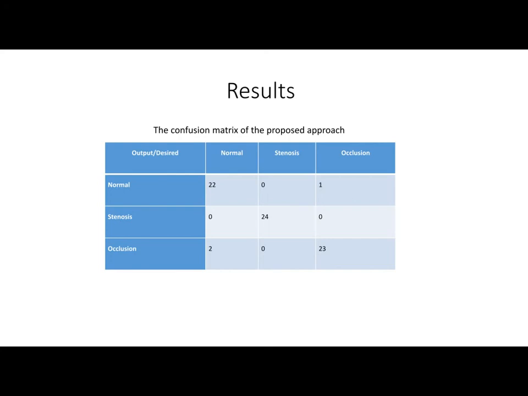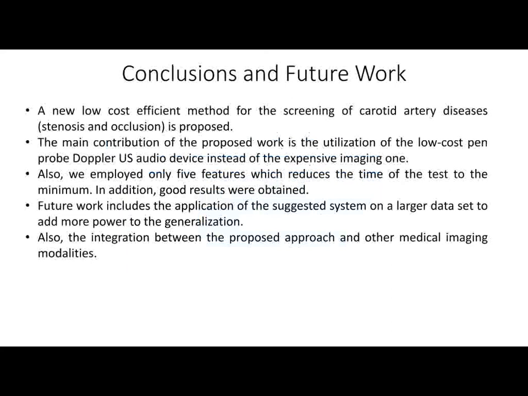Also, the classification accuracy for the normal case is about 92%, and for the stenosis case it's 100% accuracy. Finally, the accuracy for the occlusion case is about 96%, and the total classification accuracy is about 96%, which is a very promising accuracy for such a low cost and a fast screening method. Furthermore, as shown in the confusion matrix, the sensitivity is about 98%. Meanwhile, the specificity is about 92%.